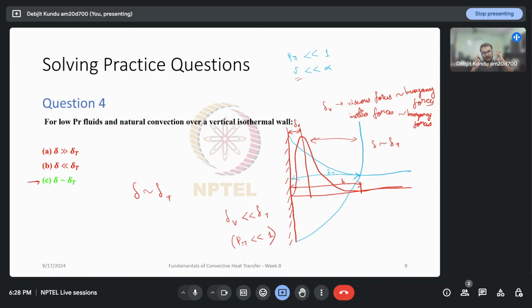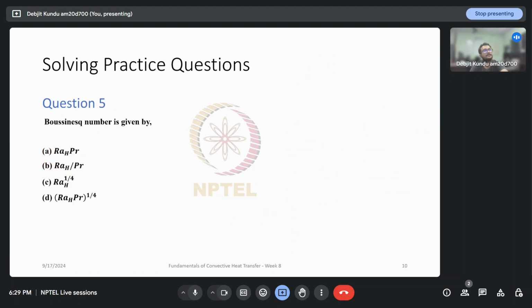So you have to wrap your heads around this particular physics of the problem. Until and unless you do that, you might get misguided and simply select option B, where delta V much less than delta T would seem like the natural conclusion going from the reasoning of the previous question. Okay. All right. So if things are clear, we will keep moving on.